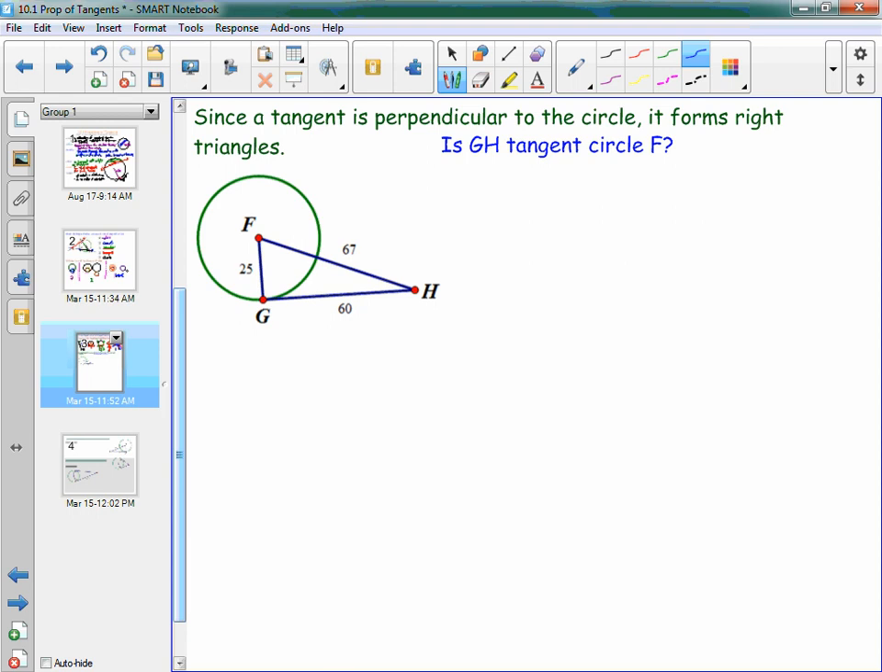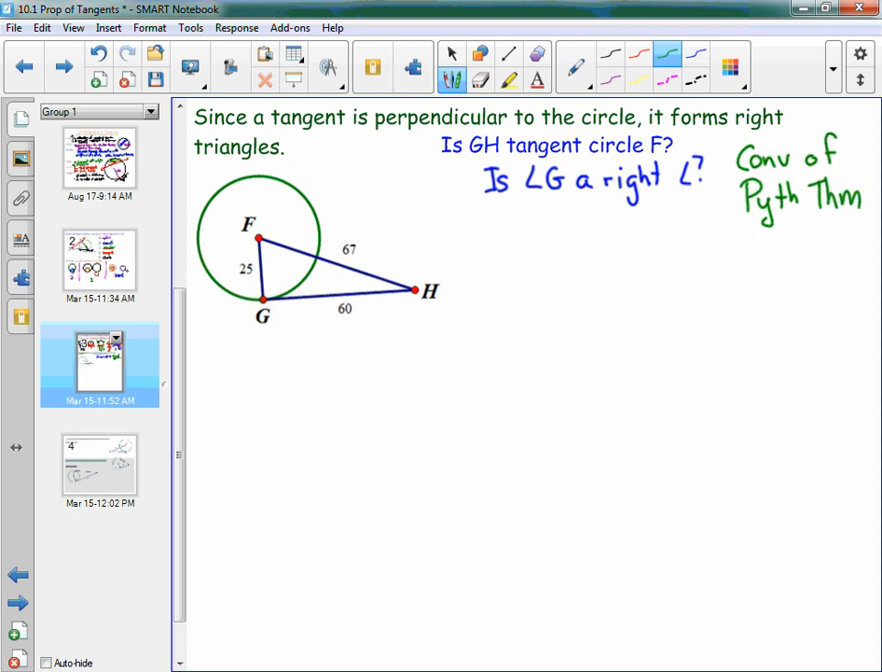Next example. Since a tangent is perpendicular to the circle, it forms right triangles. Our question here, is GH tangent to circle F? Or in other words, is angle G a right angle? How do we solve this? Again, we use the converse of the Pythagorean theorem.